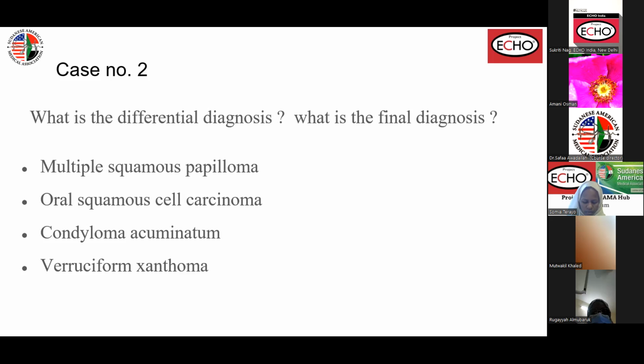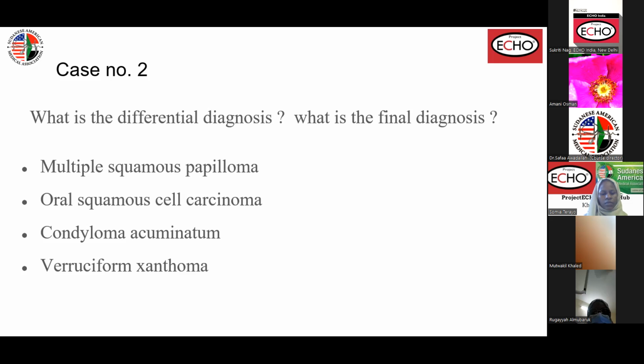So this is also a very valid differential diagnosis. Verruciform xanthoma is another condition that has very similar clinical presentation with exophytic growth of lesions. However, it is not caused by human papillomavirus, which is strongly positive. The nuclei are strongly positive for human papillomavirus, which somehow pushes verruciform xanthoma to the bottom of the list.